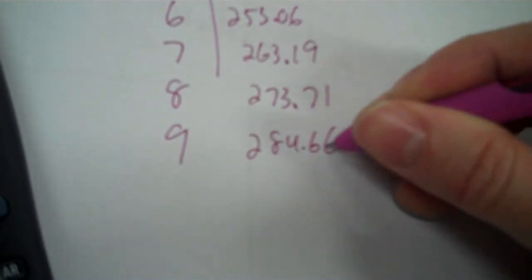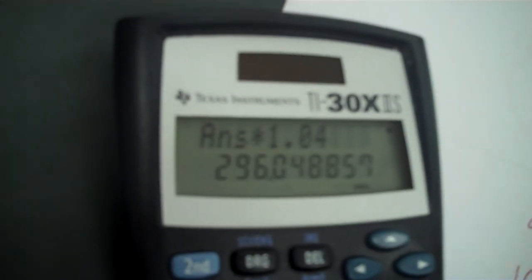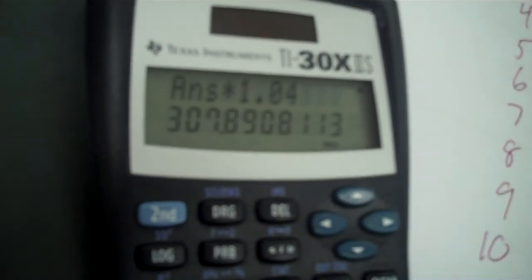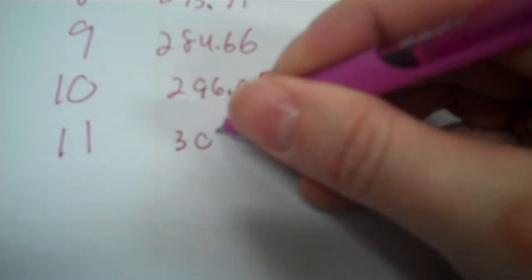284.66. Close, not quite to 300 yet. I think the 11th's going to take me there. Oh yeah, 307.89. 11 years is the answer. Okay, if there's something you're having a hard time understanding, remember, ask me. I can explain it.